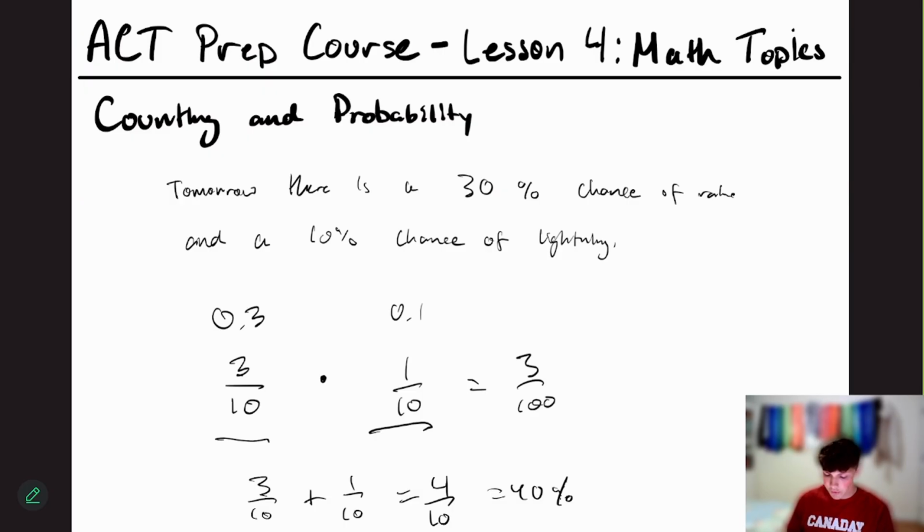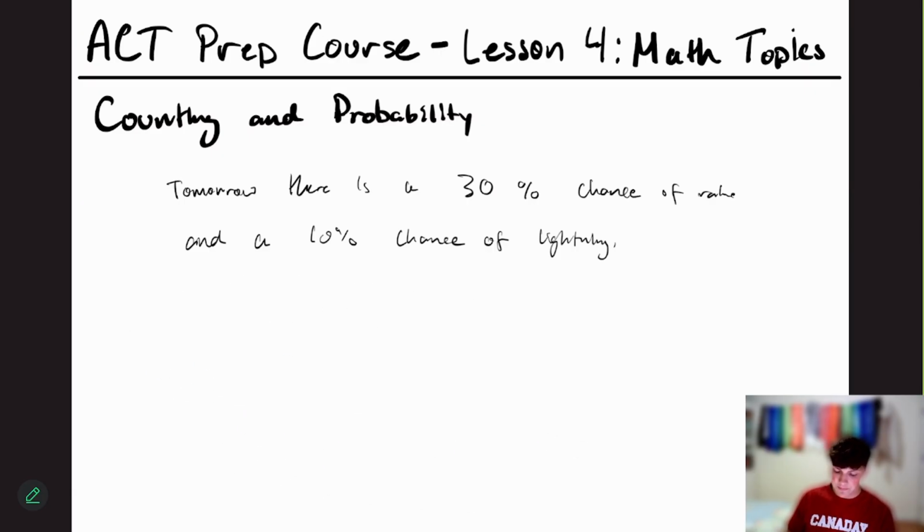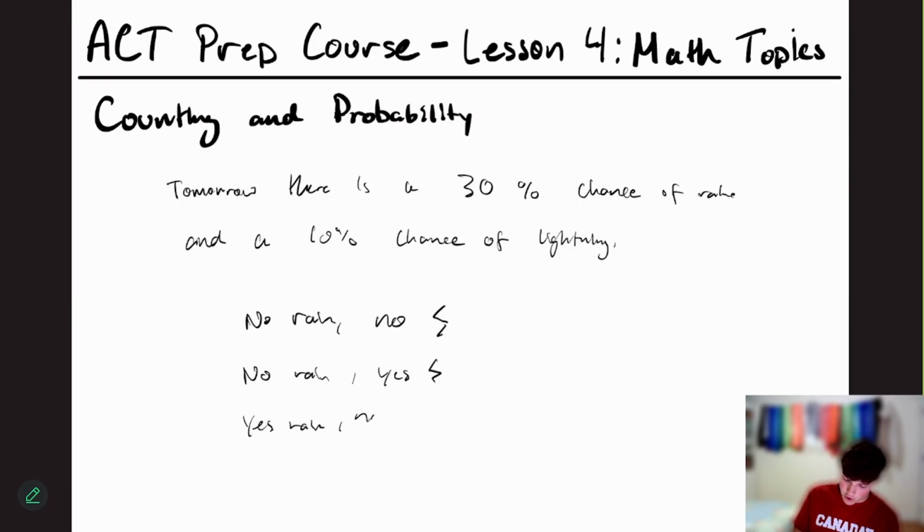The reason that we multiply is kind of like once we have the first thing happen, there's 4 possible outcomes. No rain, no lightning. Then there's no rain, yes lightning. Then there's yes rain, no lightning, and then yes rain, yes lightning. And this is the one that we care about. We want that one. So no rain, no lightning, well, what are the chances of that?